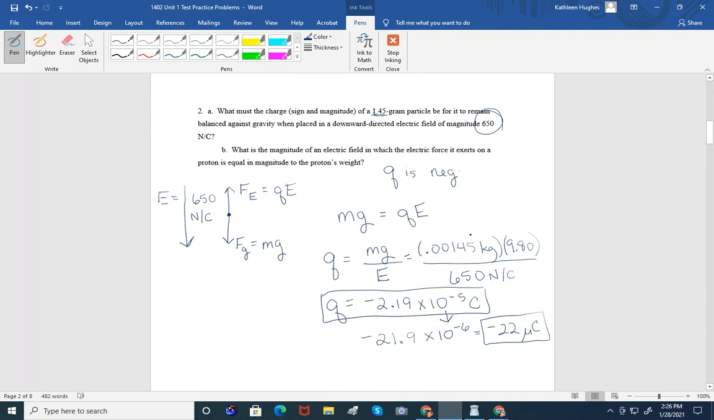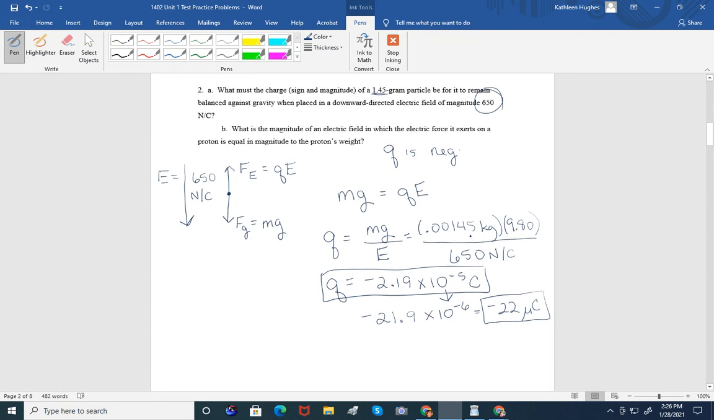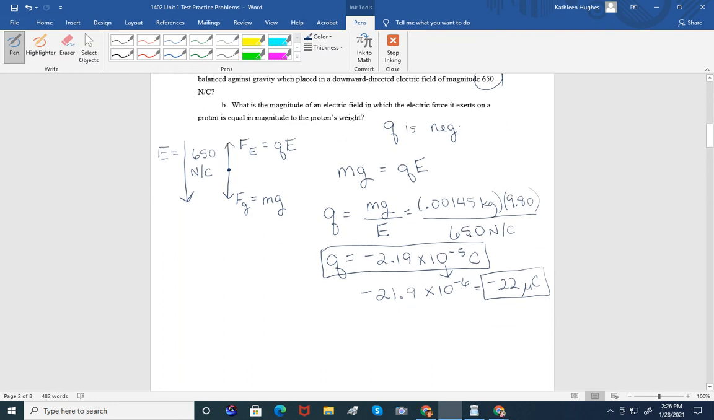All right, let's look at part B. Part B says, what is the magnitude of an electric field in which the electric force it exerts on a proton is equal in magnitude to the proton's weight? So, same situation, only now instead of having that 1.45 gram particle, a little proton here.